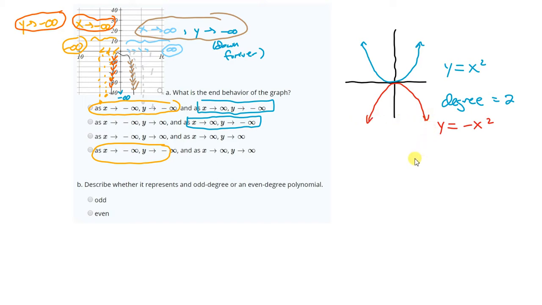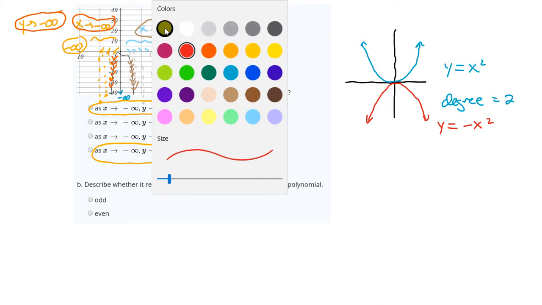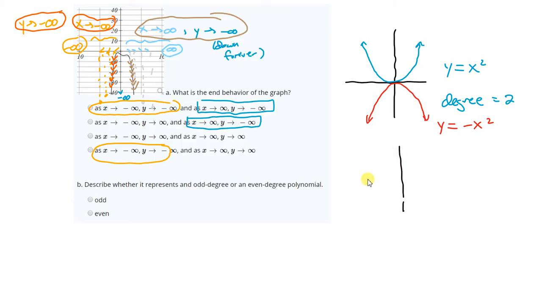Now, how about x cubed? Okay, x cubed looks like this. So x cubed goes up to the right, because 1 cubed is 1, 2 cubed is 8, 3 cubed is 27, etc. This is y equals x cubed. How about in the negative direction? Negative 1 cubed is negative 1. Negative 2 cubed is negative 8. Negative 3 cubed is negative 27. So it's going down forever.